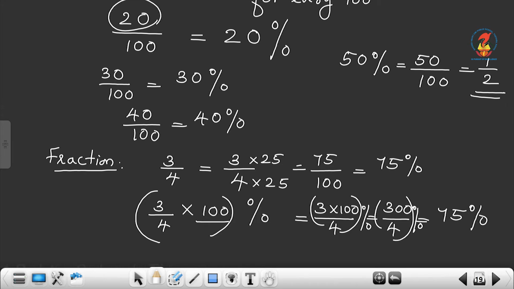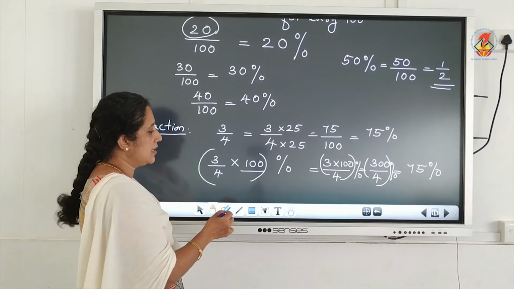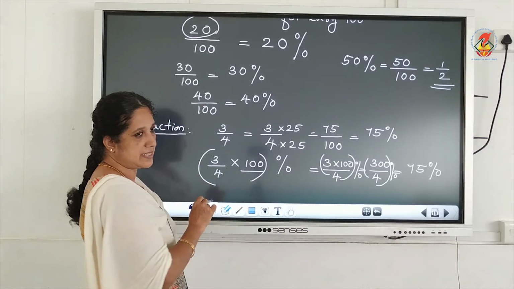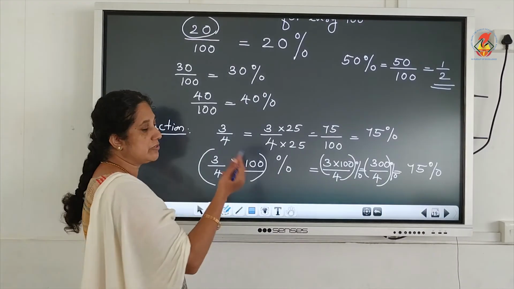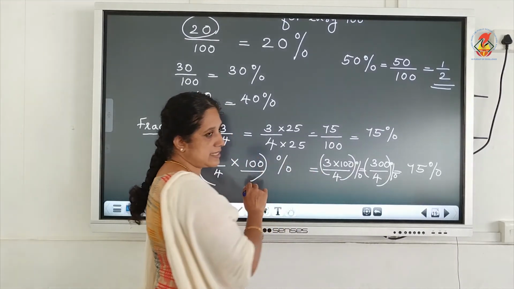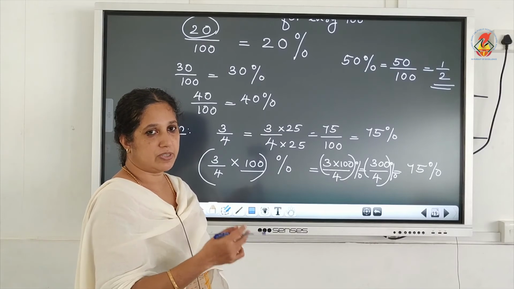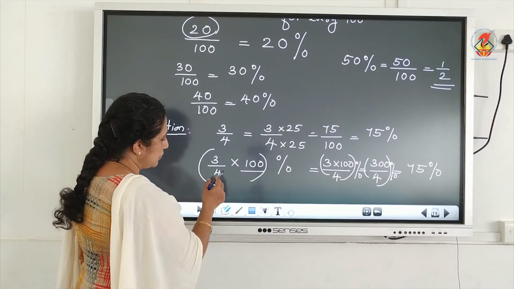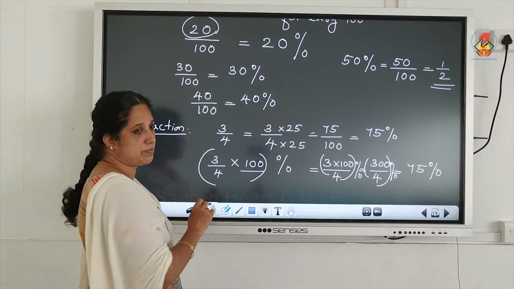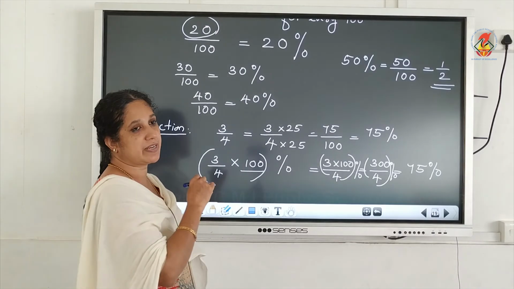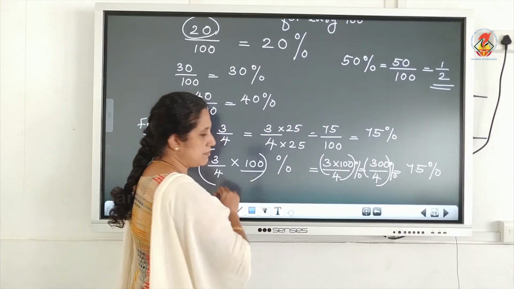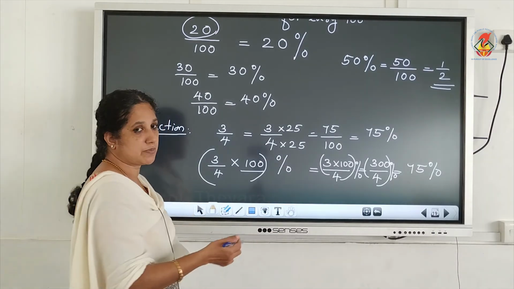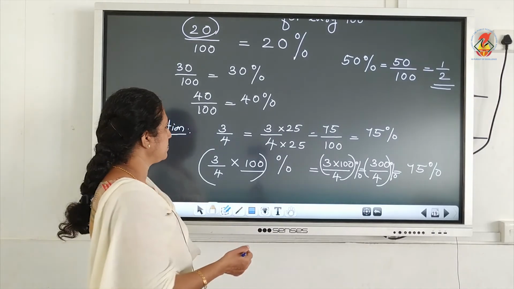So in order to convert a fraction into a percentage, what you have to do is multiply with 100 and attach the percentage symbol. All the time we cannot find a suitable number to make the denominator 100. It is not possible, or it will be very difficult. So in order to convert a fraction into a percentage, multiply the given fraction with 100 and attach the percentage symbol. So you will get the corresponding percentage.